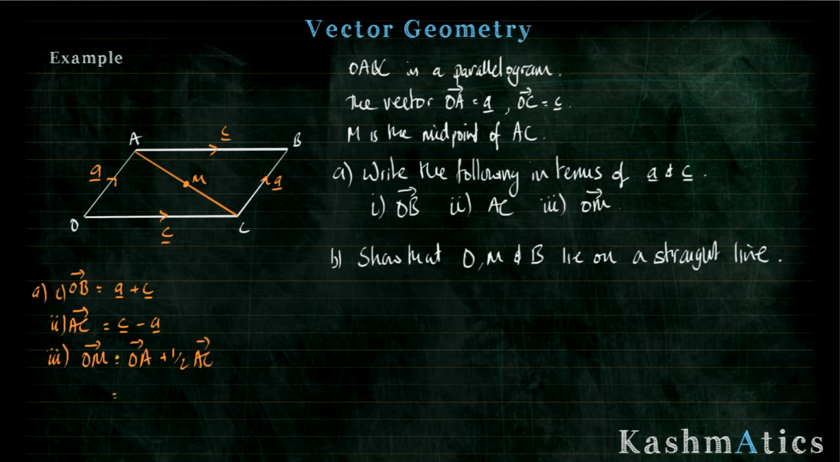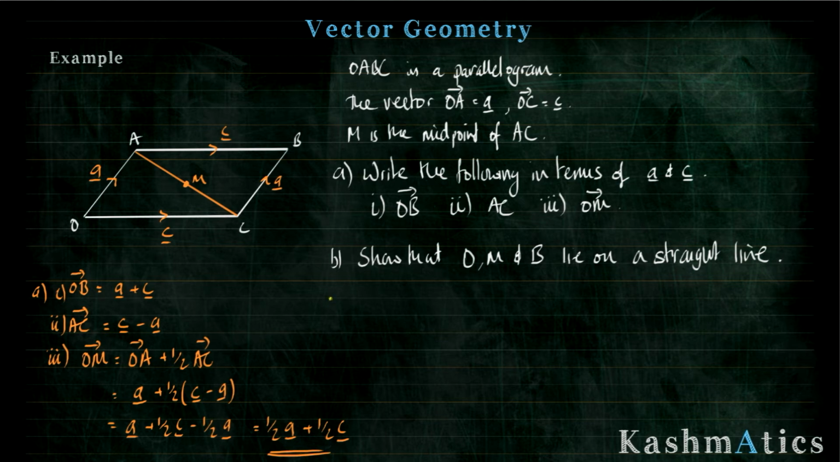Now O to A is just A plus a half of A to C, which is this one here, C minus A. And let's expand the brackets. A plus a half of C take away a half of A. So A take away half of A is just a half of A plus a half of C. Right? So that's the final answer there. So just remember, when it comes to vectors, you can apply the normal algebraic rules. You can expand brackets and collect terms just like you would with algebra.